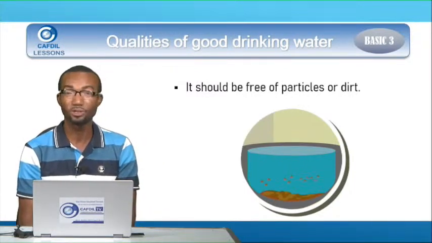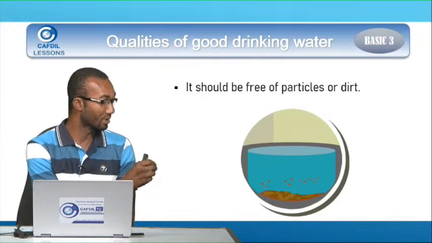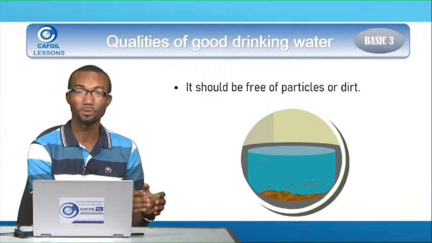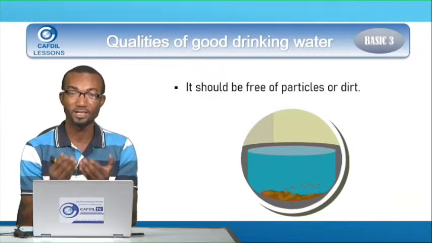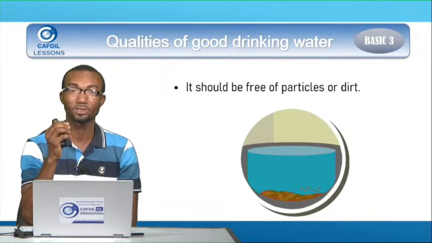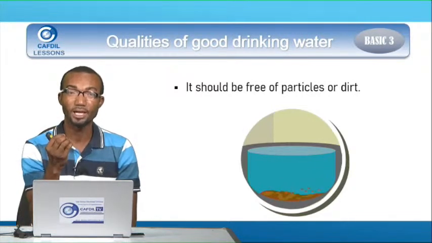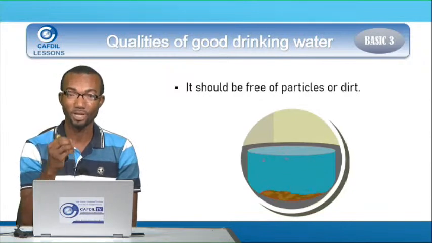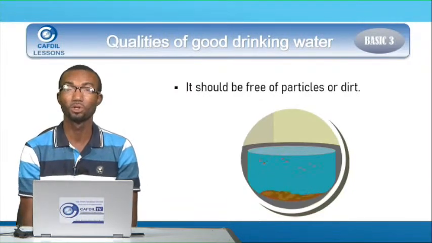If you are going to drink water and you see particles inside, please don't drink it. Throw away that water and fetch clean water to drink. Even if you buy a sachet water, make sure you look inside to make sure that the water is free from particles or dirt before you drink it.